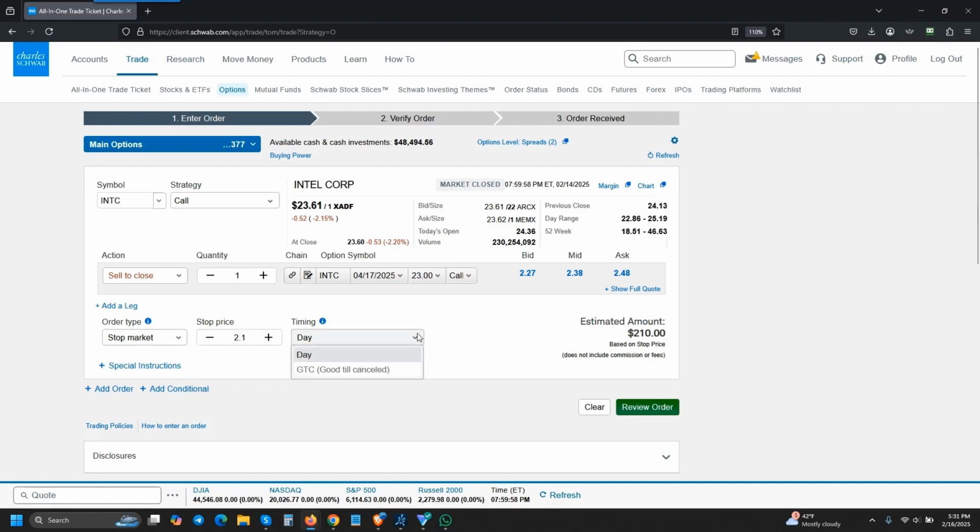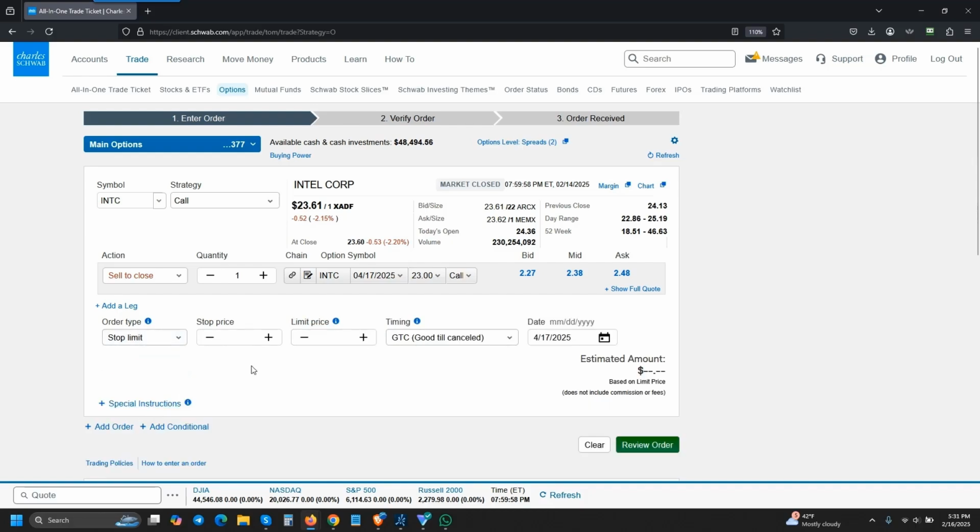And you could set this option to either be to sell for just the day, which is the normal trading hours of 9:30 to 4, or good until canceled all the way up till April 17th. I could also set a stop limit order. A stop limit order is different in that I could set it and say I want to only sell if the price backs up to $2.10. And that my limit price, I can set the price that I'm willing to take for this. I don't have to set the market and just let it go crazy. I could say I'm only willing to take $2.10.